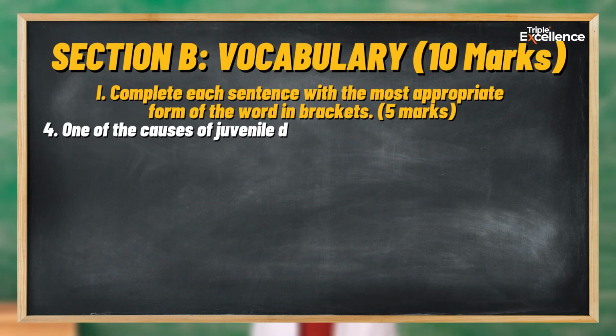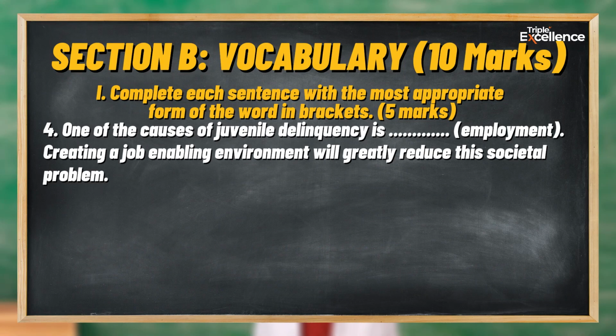Number 4. One of the causes of juvenile delinquency. It's a difficult word to pronounce. Can you pronounce after me? Juvenile delinquency. Can you repeat after me? Juvenile delinquency. One of the causes of juvenile delinquency is employment, in bracket, creating a job enabling environment.